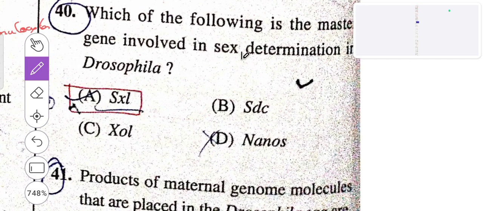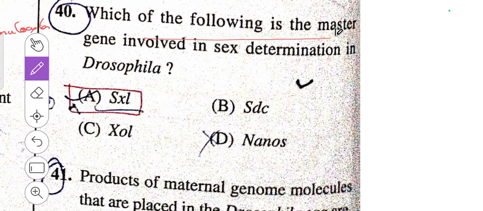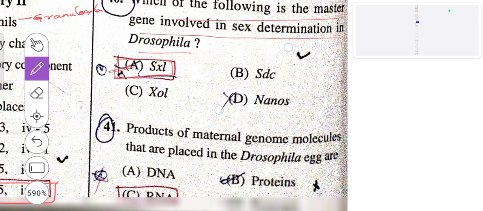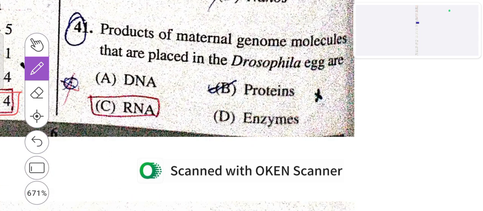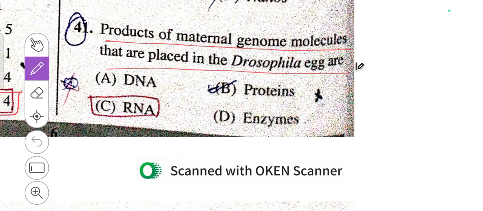Then, which of the following is the master gene involved in sex determination in Drosophila? In Drosophila, sex determination is done by a special gene, that is Sex-lethal, SXL. So A is the right answer. Then 41, products of maternal genome molecules that are placed in the Drosophila egg are, that is RNA. RNA is the right answer.